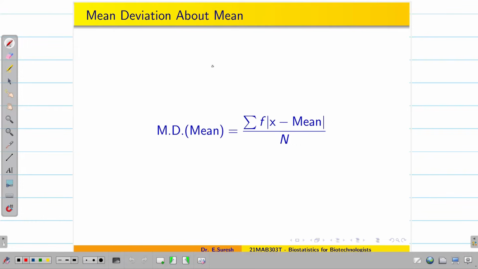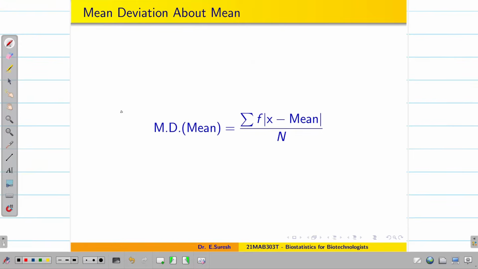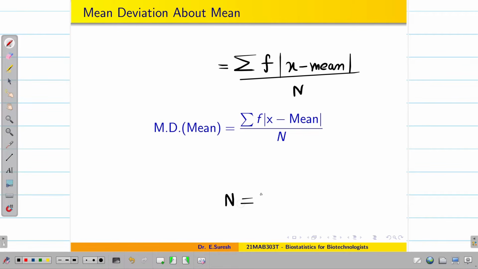For ungrouped data, mean deviation about the mean is summation modulus of x minus x bar divided by n, or we can say summation modulus of x minus mean divided by n. To find the mean deviation about the mean, first of all we have to find the arithmetic mean. Now for the case of grouped data, whether it is discrete or continuous, the formula is going to be summation, the frequencies f into modulus of x minus mean divided by capital N. We know that capital N is summation of all the frequencies.